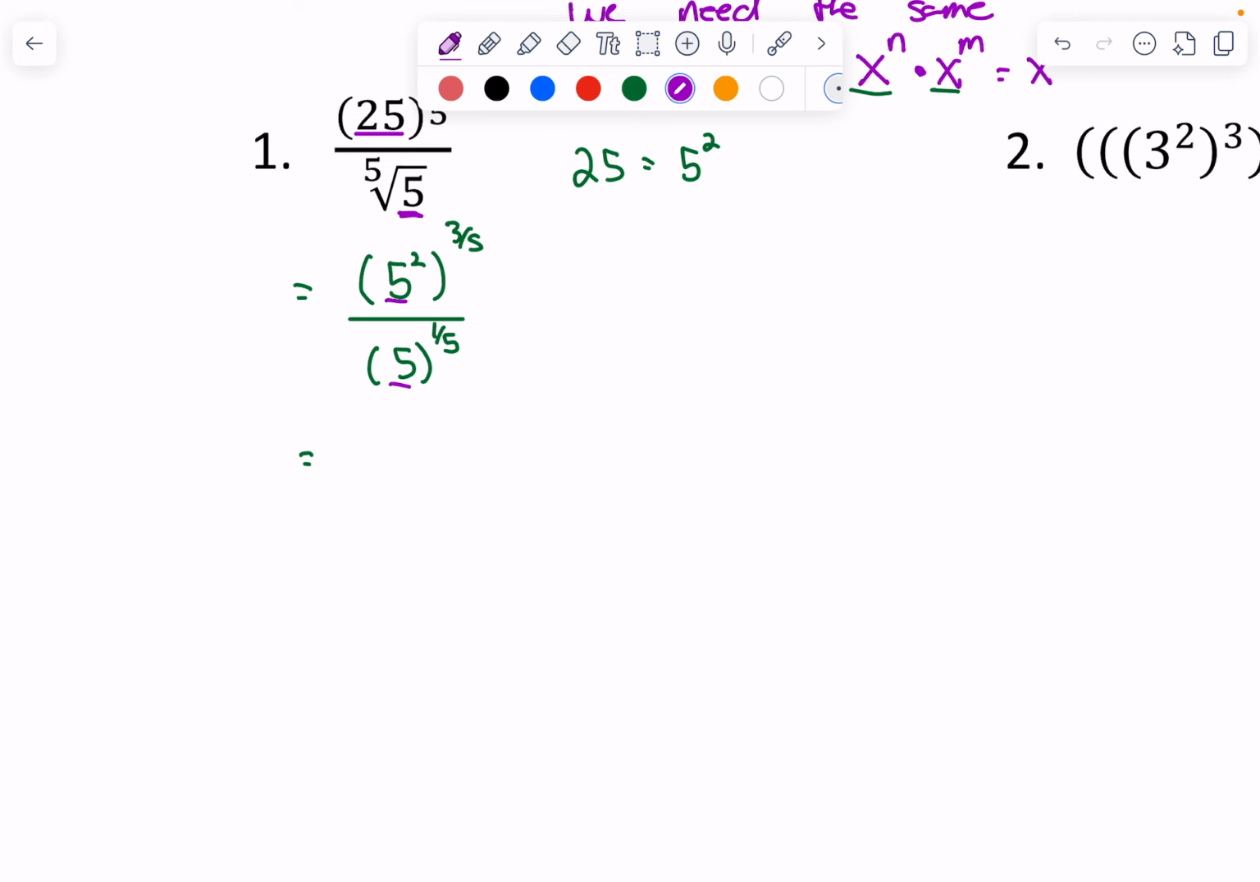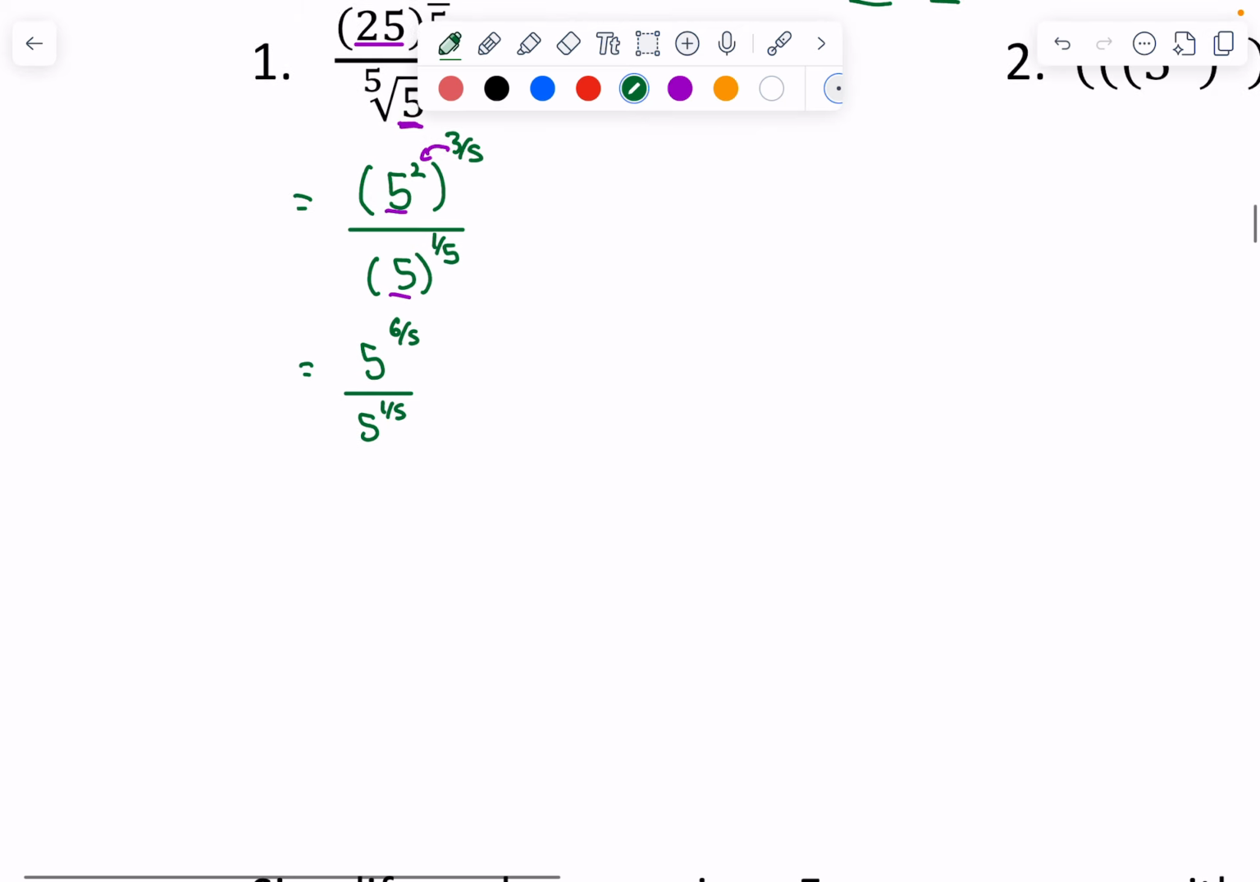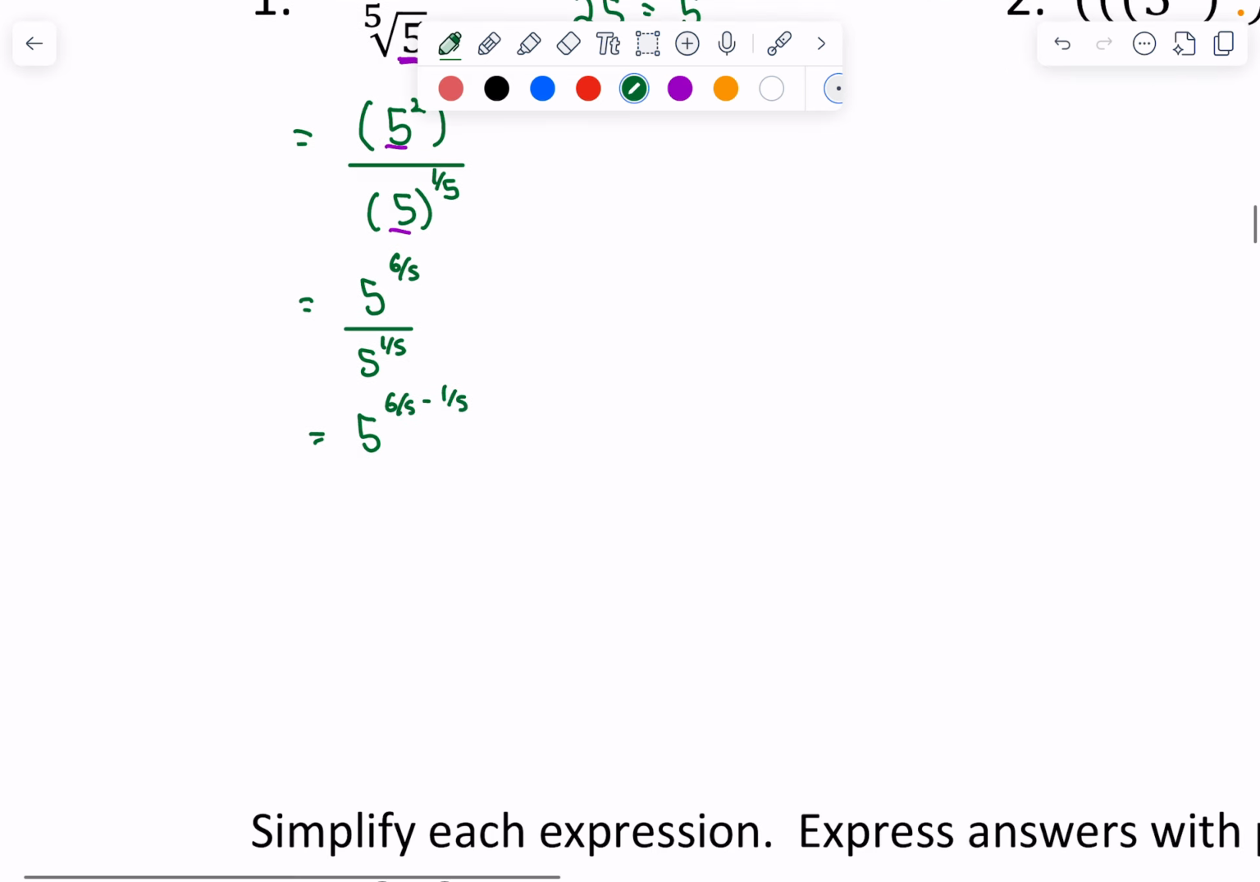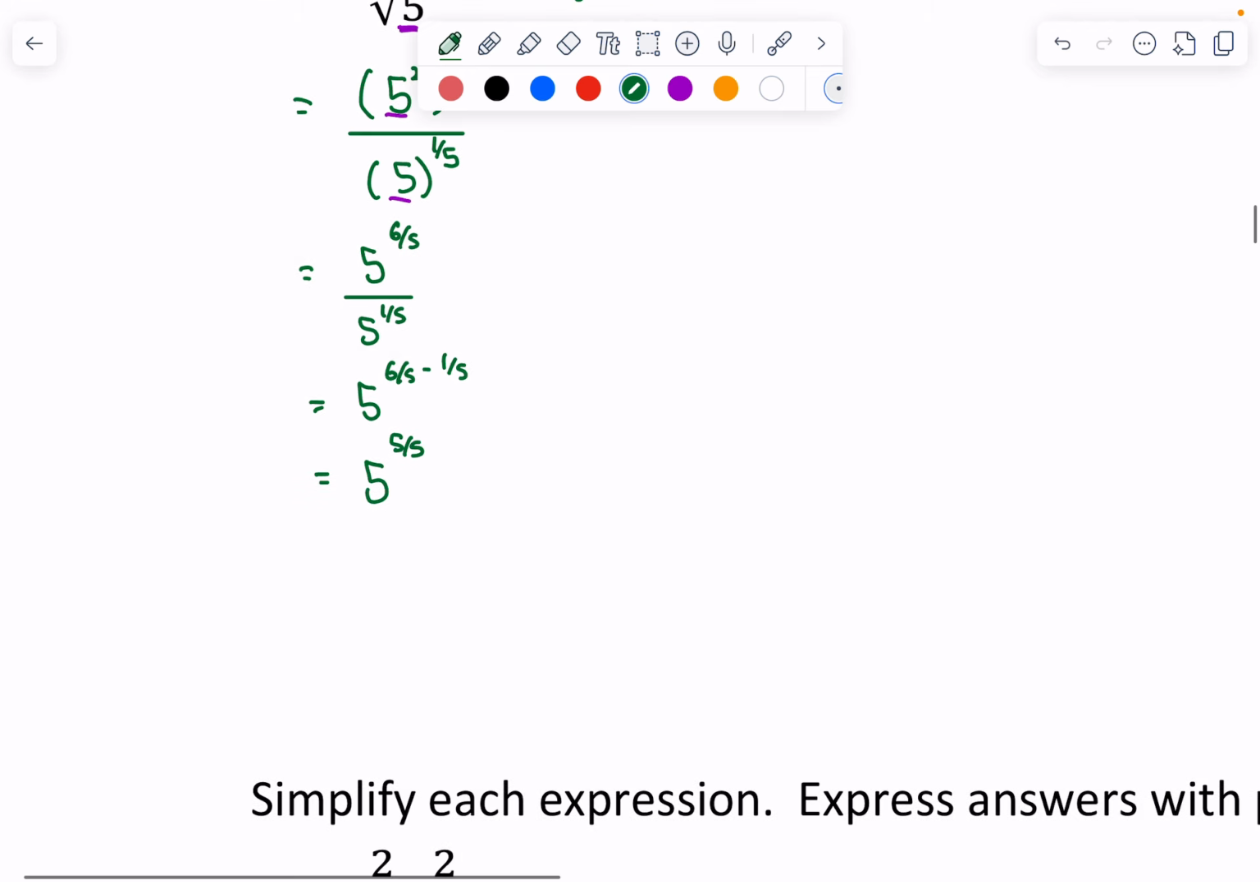So first rule, let's clean up the top. So 3/5 times that 2. So that becomes 5, and 2 times 3/5 is 6/5. And on the bottom, we have 5 to the 1/5. So that reduces to 6/5 subtract 1/5, which gives you 5 to the 5/5, which, 5 divided by 5 is 1. So you get 5 to the 1, or 5.